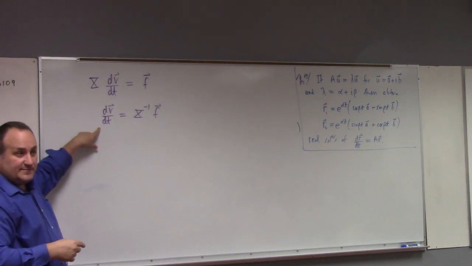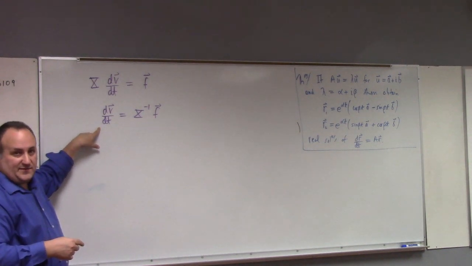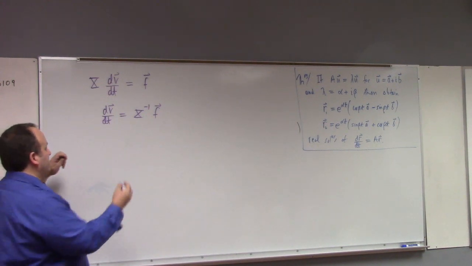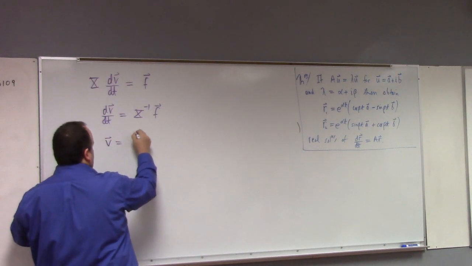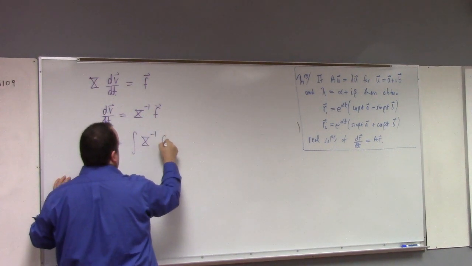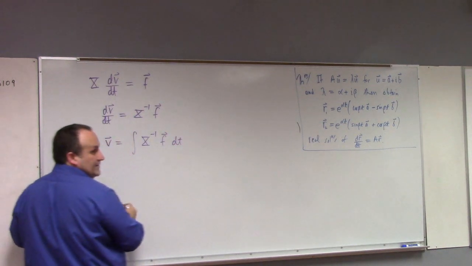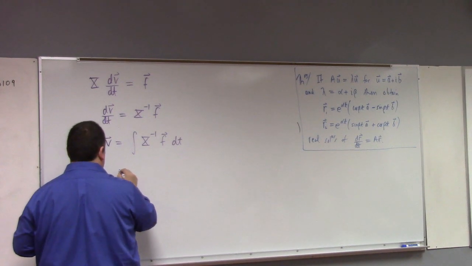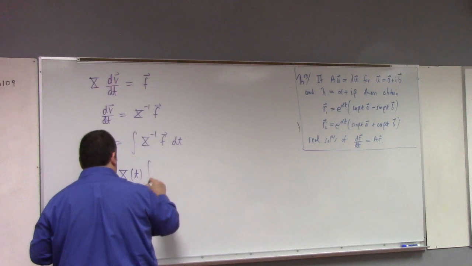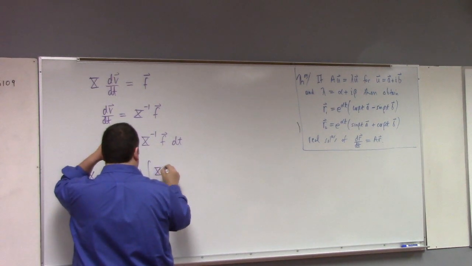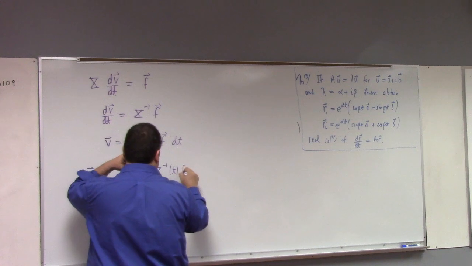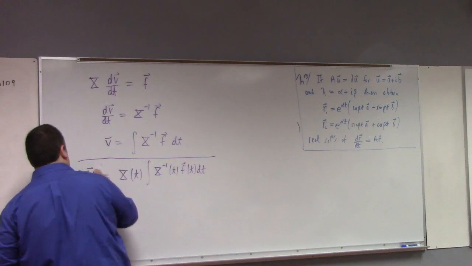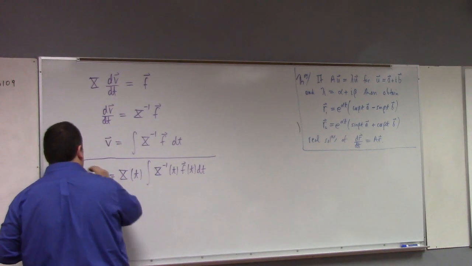Now how do I solve for v? This takes us back to the beginning of the course, right? How do you isolate v here? Integrate, right. So this gives us v equal to the integral of X inverse times f dt. And there you go. My particular solution is equal to X at time t, the integral of X inverse of t times f vector of t dt. And that right there, guys, is the formula for variation of parameters.